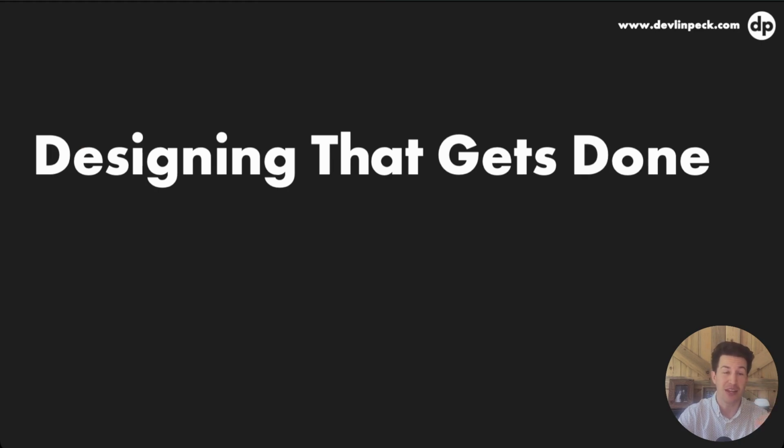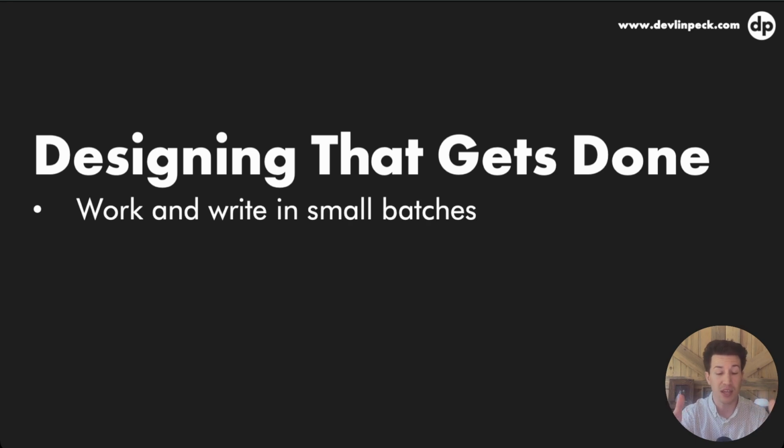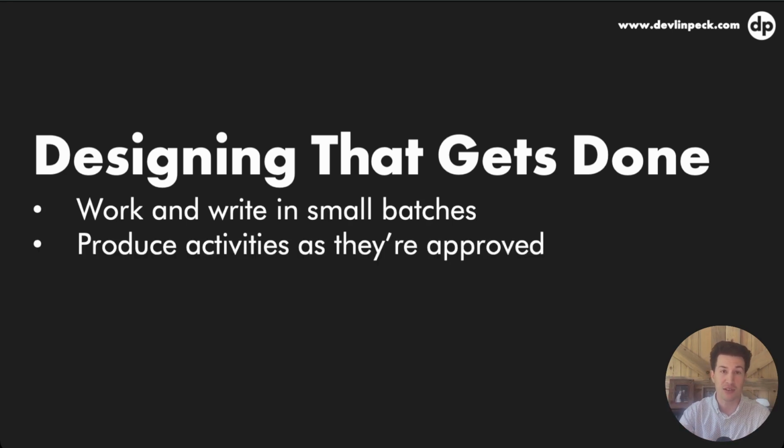Action mapping's all been about pretty quick, targeted, focused responses to this problem, and it doesn't take a long time, or shouldn't take a long time. So she suggests we work and write in small batches. Focus on a couple of activities and then put them out there, produce them as they're approved, working in small batches rather than trying to get the whole thing done at once. Again, that helps with that flexibility point that we just made earlier.